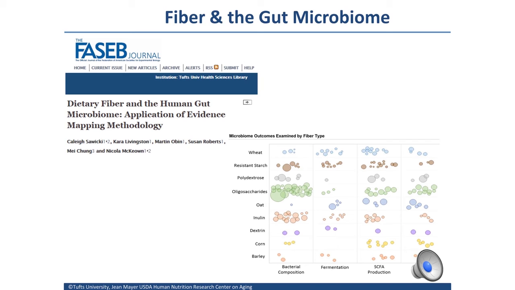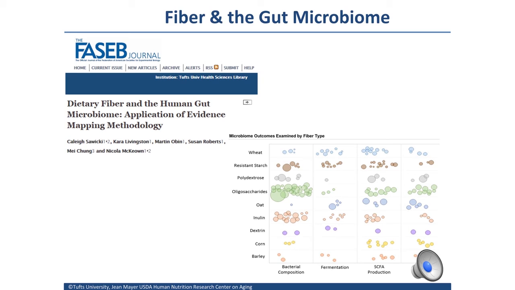Callie also went on to classify the microbiome outcomes in the database into 4 general groups that emerged: bacterial composition, fermentation, short-chain fatty acid production, and fecal pH. From this plot, we can see that they are all fairly well represented in the literature.